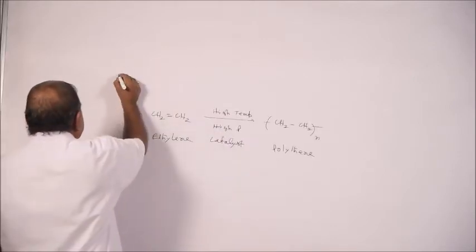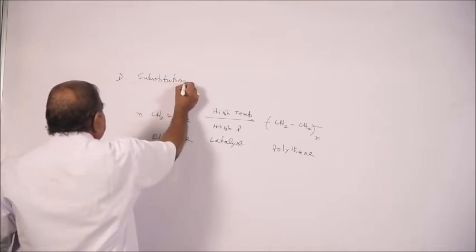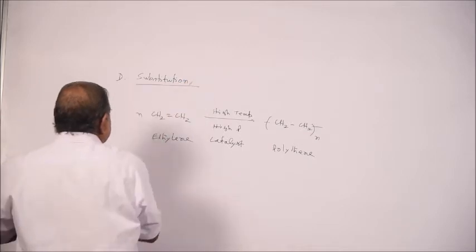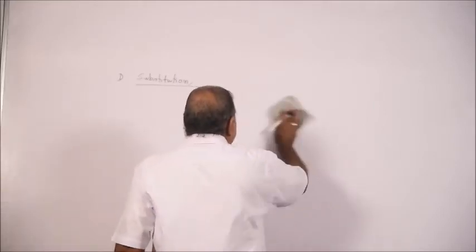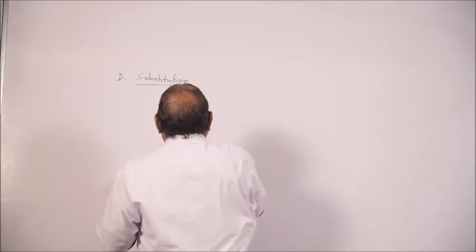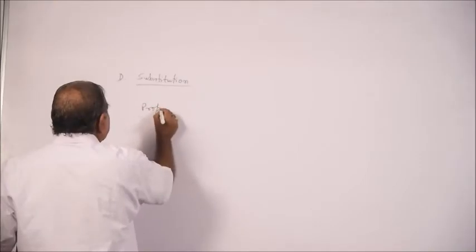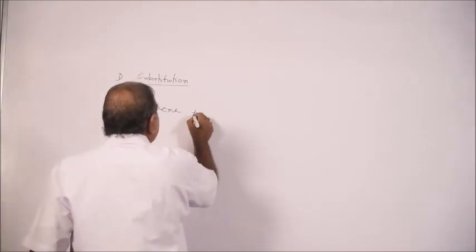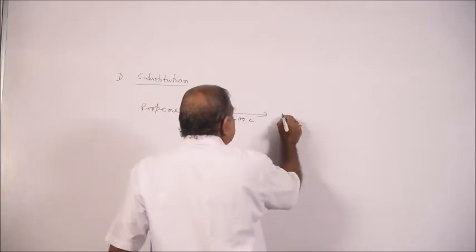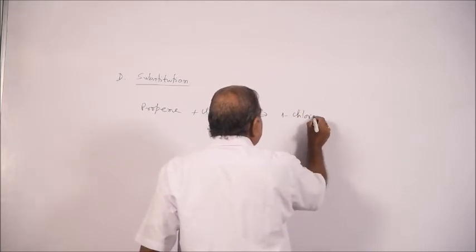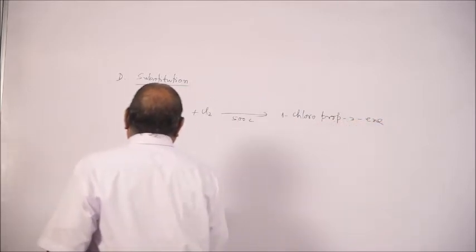The last reaction is substitution. A substitution reaction is normally not given by alkenes because they are unsaturated compounds. They prefer addition reactions. Substitution reaction is the reaction of saturated compounds, but here only when propene is treated with chlorine at a high temperature, about 500 degrees centigrade, it gives you one substitution reaction, giving 3-chloroprop-1-ene. Let us take propene.